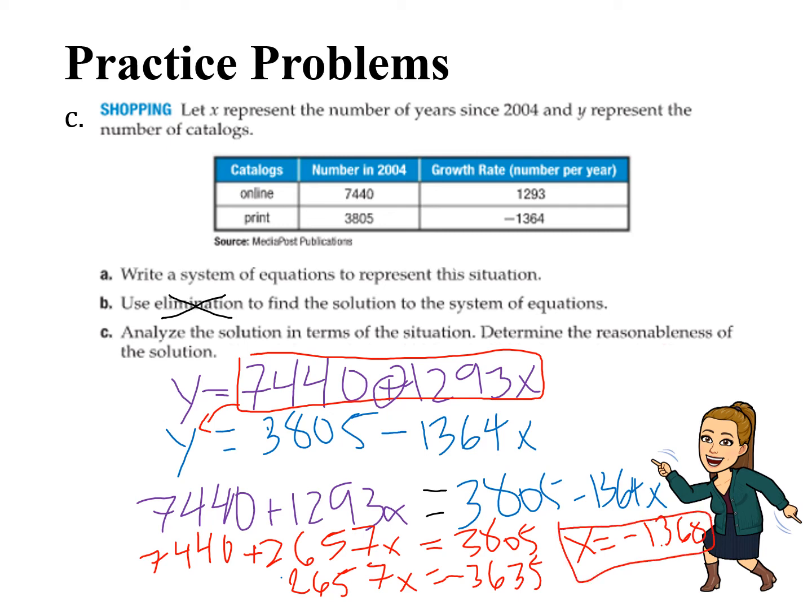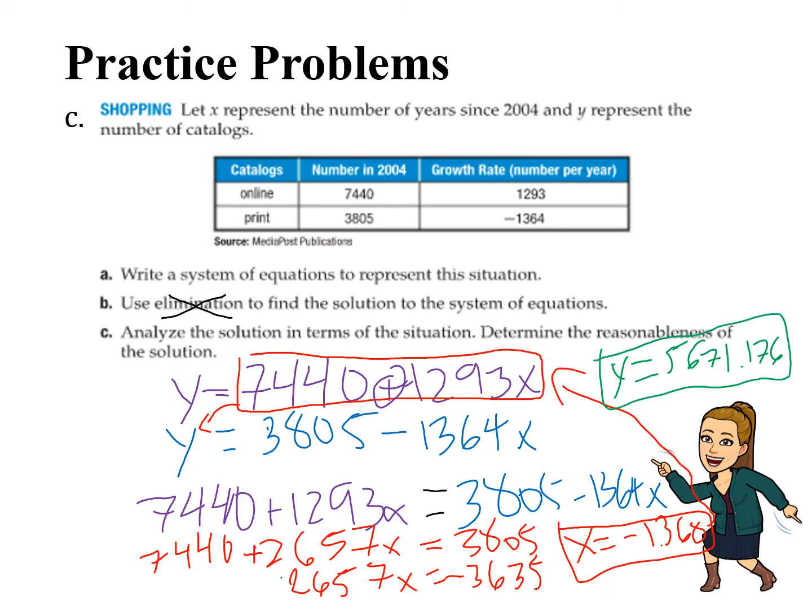Well, now I need to go back and find the y value. So if I do that, I plug in this negative 1.368 into that first equation, and I'm running out of space here, so show your work on your page. When I plug it in, I get 7440 plus 1293 times negative 1.368, and that simplifies out to a y value of 5,671.176.